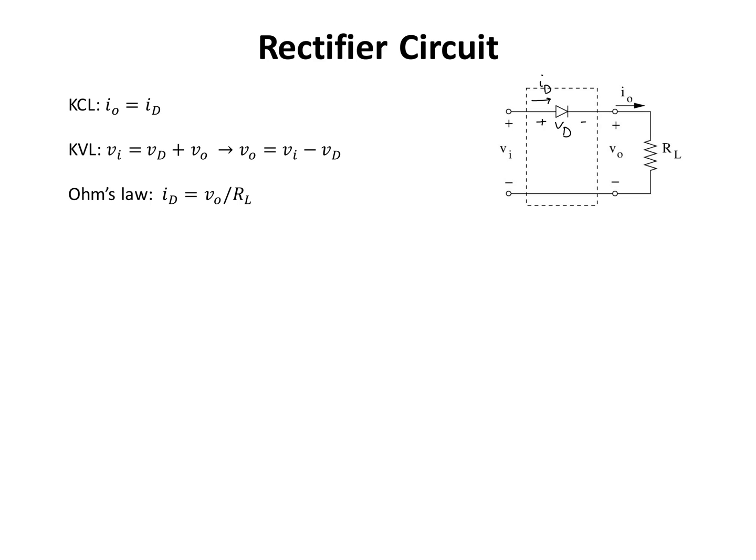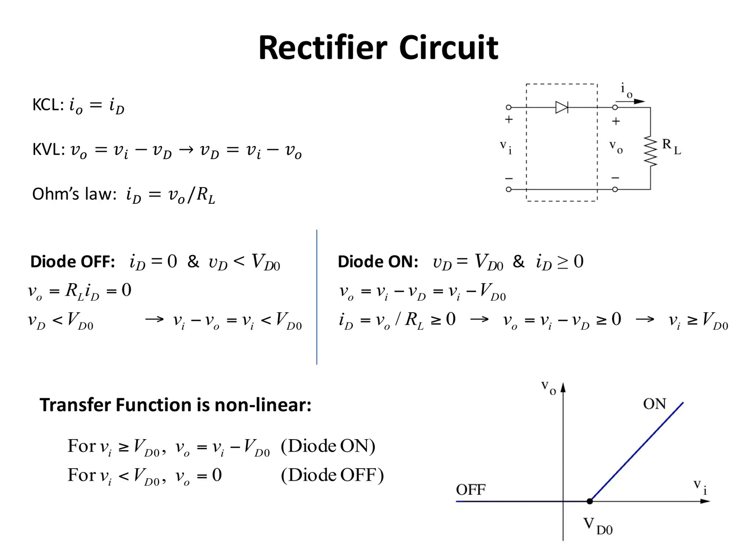KCL at this node tells me that Iout is equal to ID, and KVL in this loop is going to tell me Vi equals VD plus Vout, or in other words, Vout is equal to Vi minus VD. And using Ohm's law, I know that for this RL, ID is equal to Iout, and that's equal to Vout over RL. So let's look at the conditions of the diode being on and off and figure out how Vout and Vi are related for these two cases.